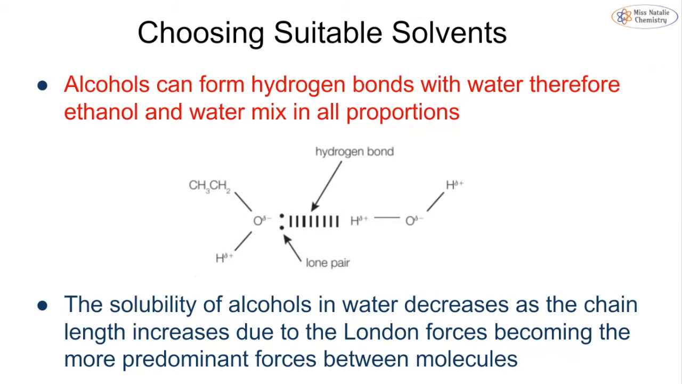Now, alcohols can form hydrogen bonds with water, so ethanol and water will always mix with each other. Okay, so because we have this hydrogen bond available, we're going to get this attraction being overcome, so we can always mix this. Now, the solubility of alcohols is going to decrease as you increase your chain length, and that's linked back to what we were saying earlier, is the fact that London forces become more predominant when you've got this long chain.